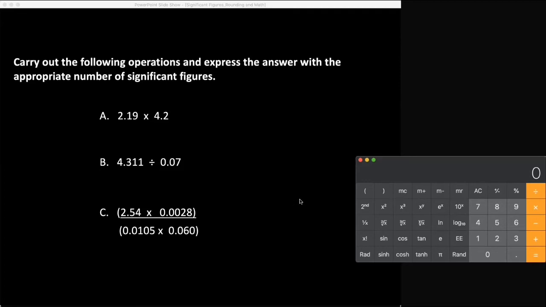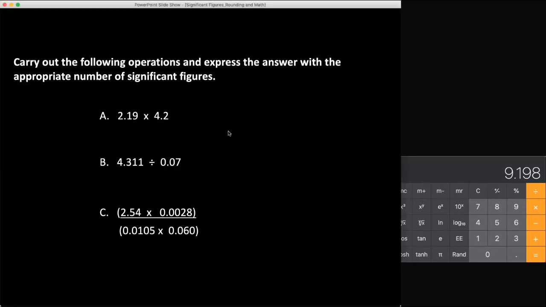Let's look at A. It says carry out the following operations and express the answer with the appropriate number of significant figures. For A, 2.19 times 4.2. 2.19, in our calculator, times 4.2. I got 9.198 in my calculator.